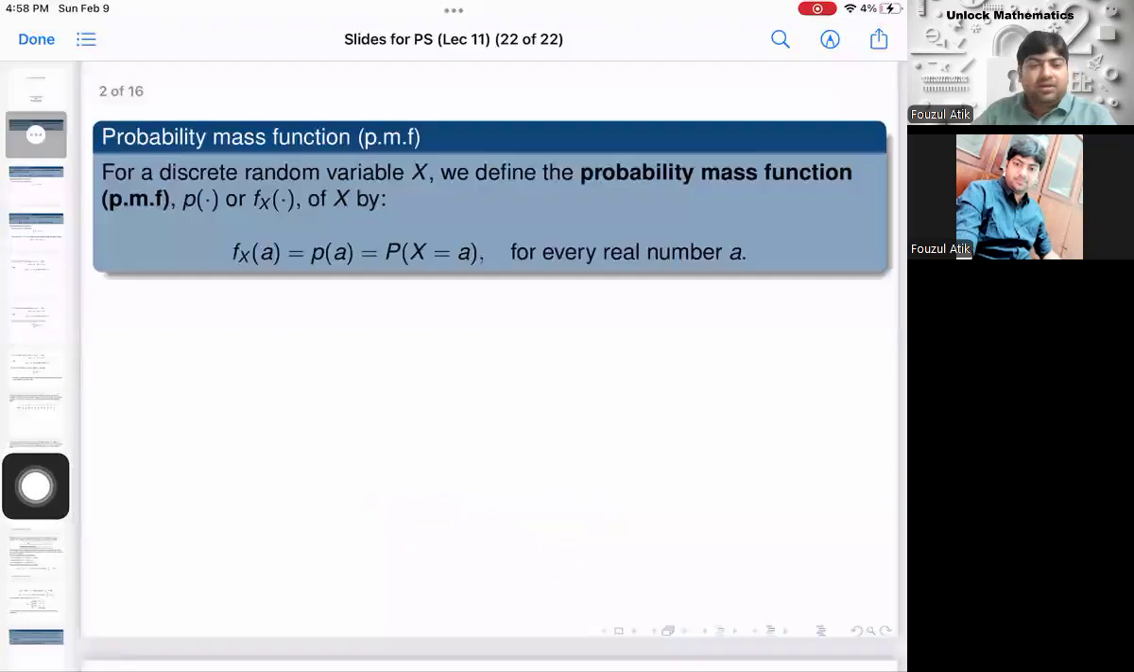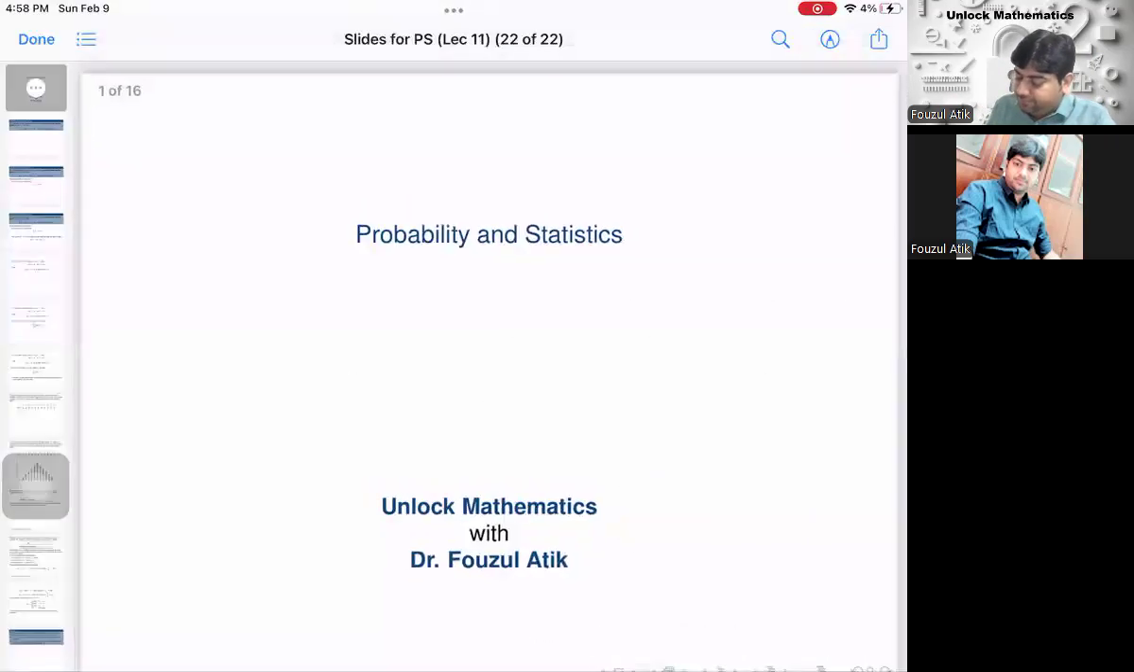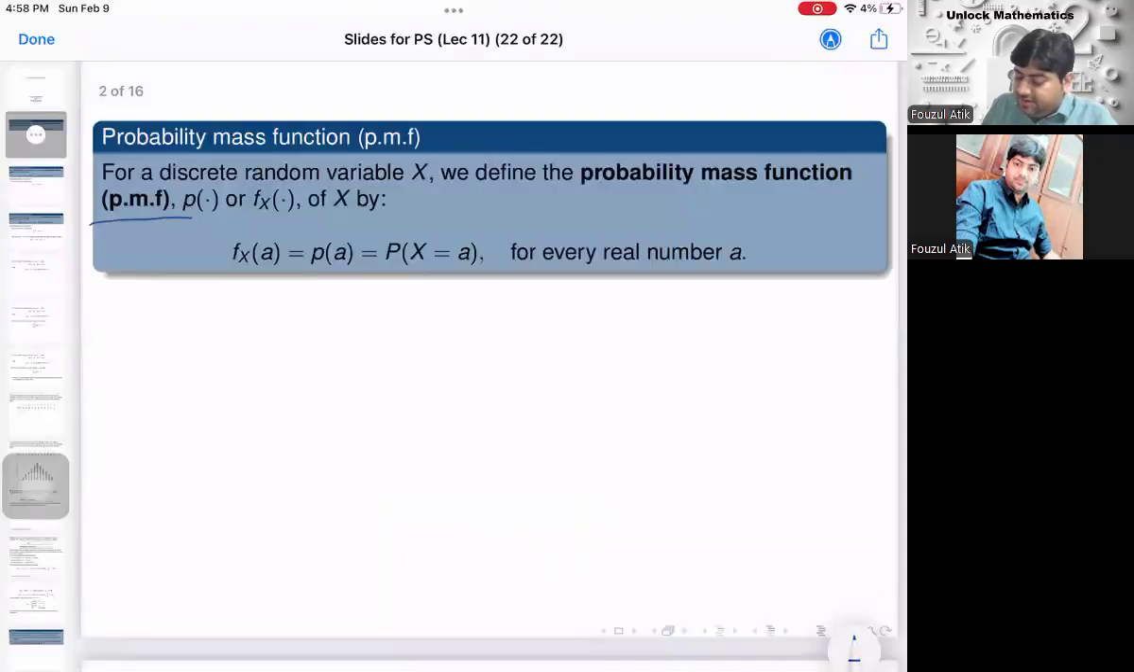Okay. So what is the probability mass function? For a discrete random variable X, we define the probability mass function, or PMF. It is a function from the real number set to the set [0, 1]. I'll discuss why. The probability mass function is small p of some value, where the value is one which X can take.